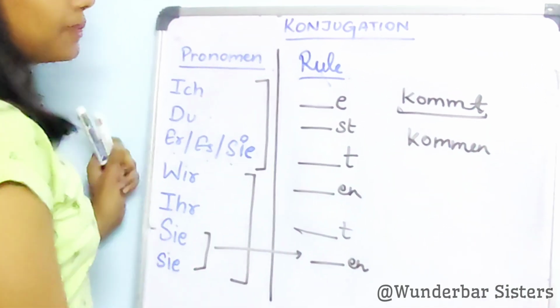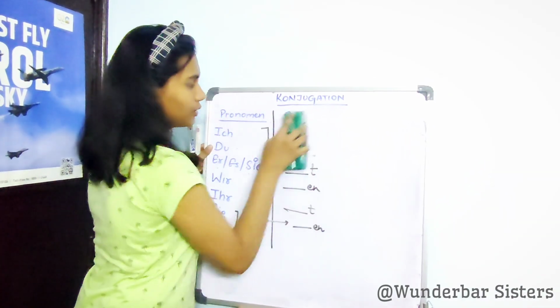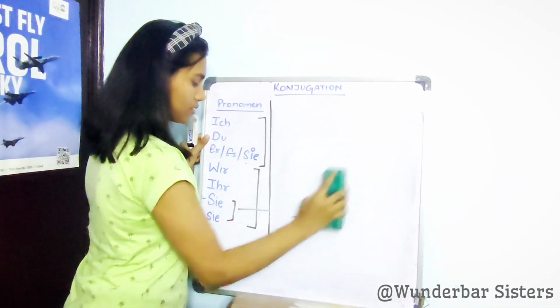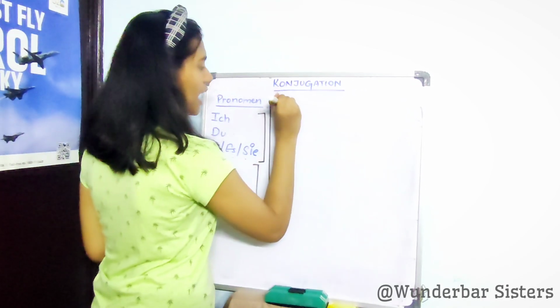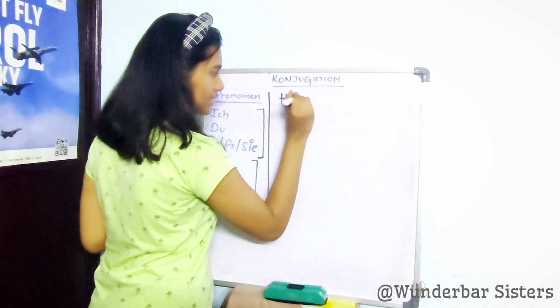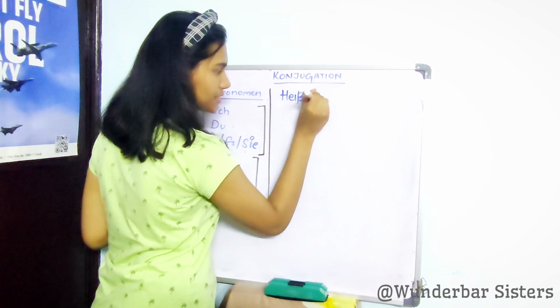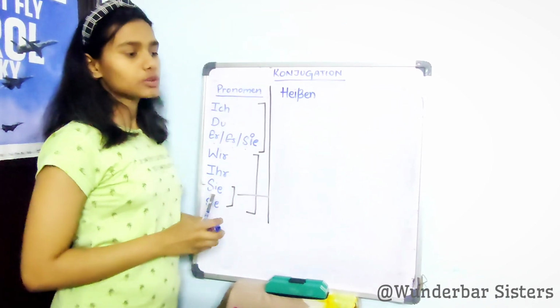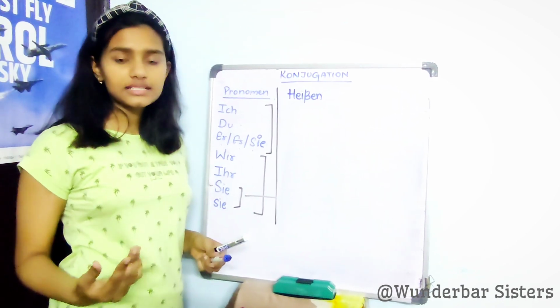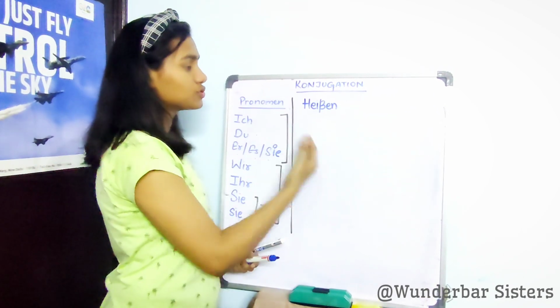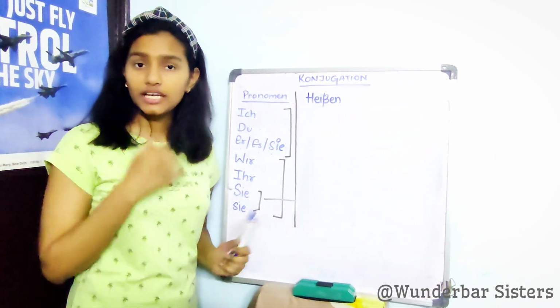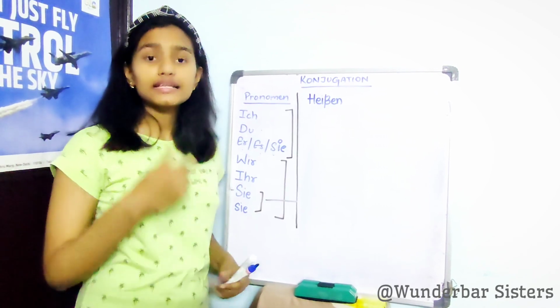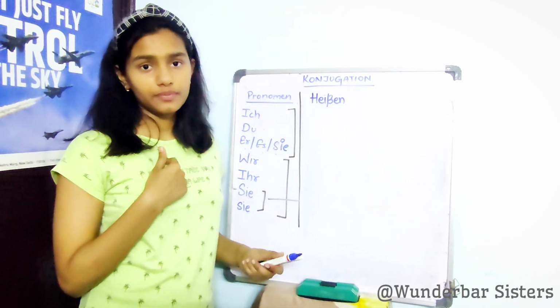Now let's come up to the next set of verbs. Now I have another common verb which is heißen. Heißen, which means to be called as. So whenever we are trying to introduce ourselves and tell our names, we always use the verb heißen. For example, ich heiße Shaina Jamdagni. This means that I am called Shaina.